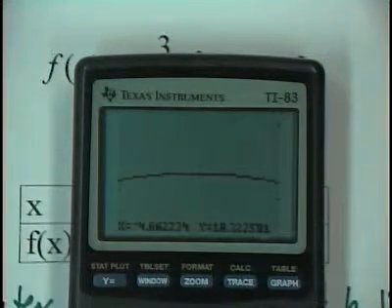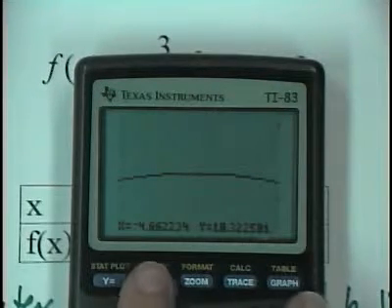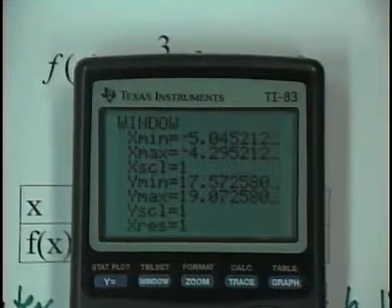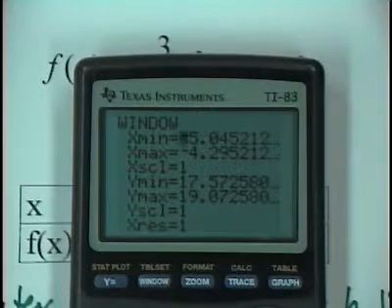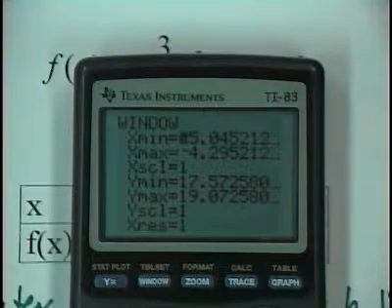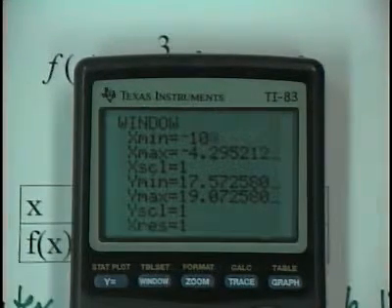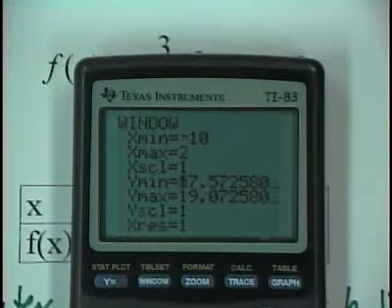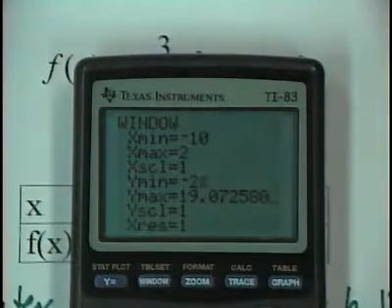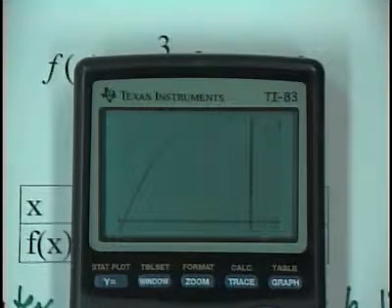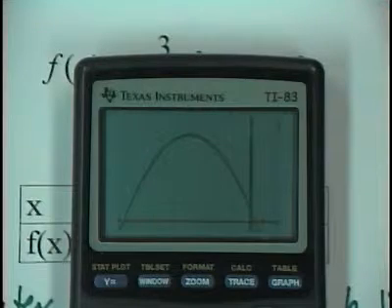Before we leave the calculator, though, I'd like to show you another option. It works better if we go back to the window we had set originally. So I've just pushed the window button. You can see that I did zoom in, and the calculator adjusted the screen accordingly. Our window was negative 10, 2 in the x direction, and it was something like negative 2, 22 in the y direction. And that gets us back to our starting point.